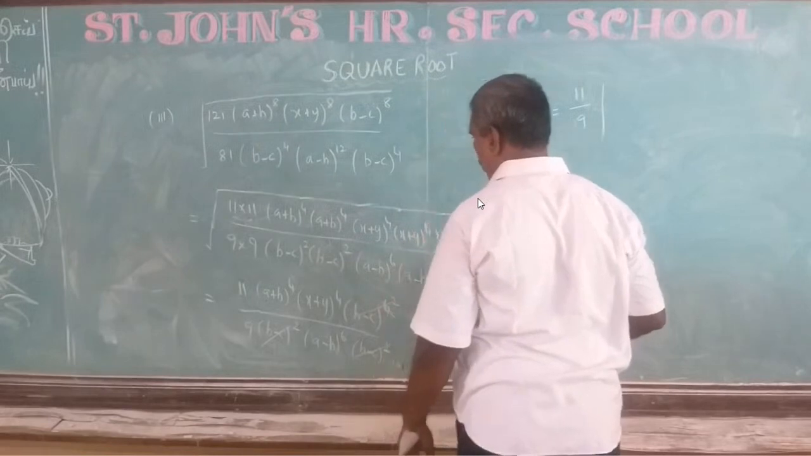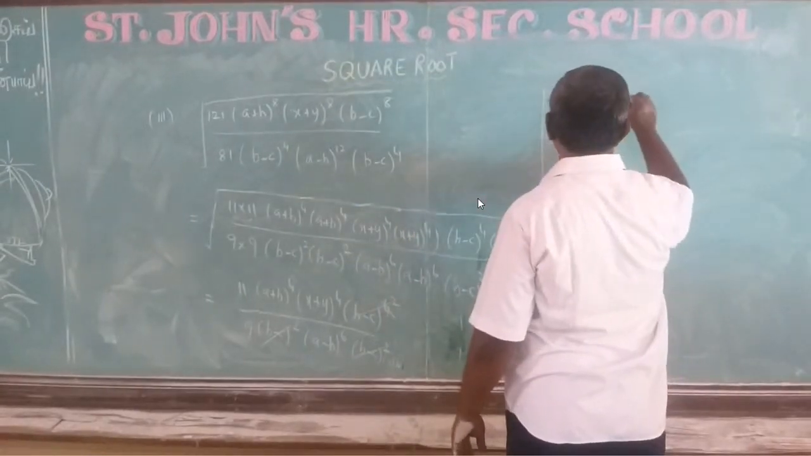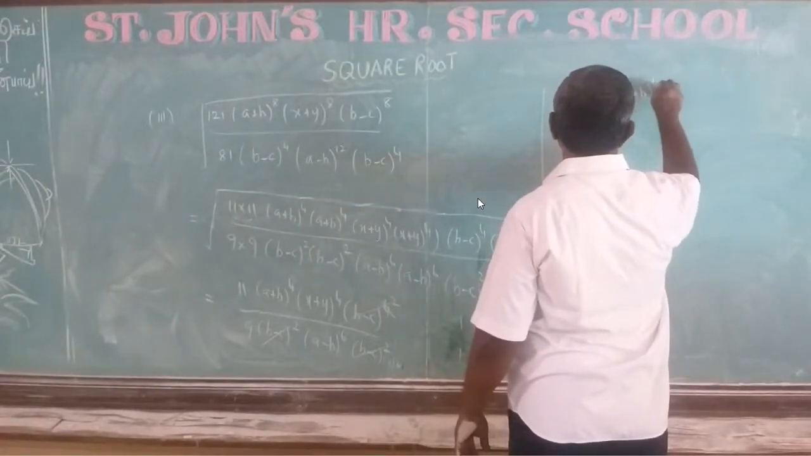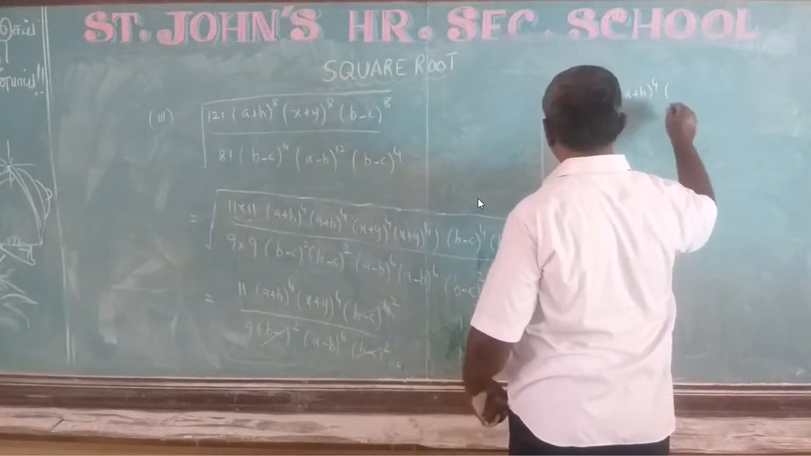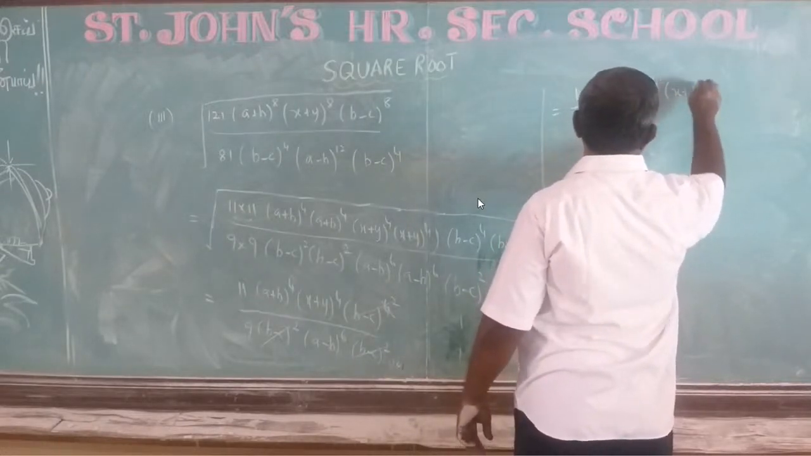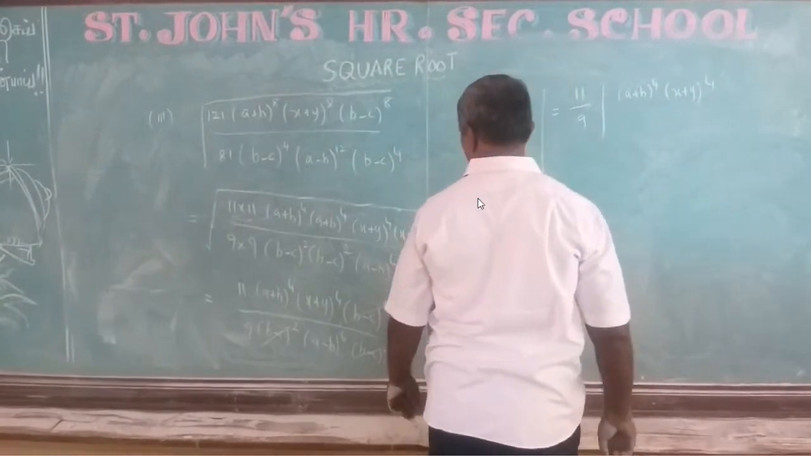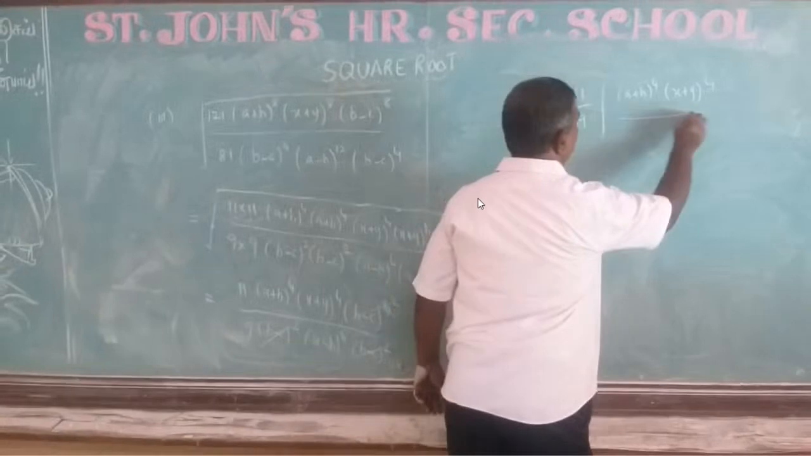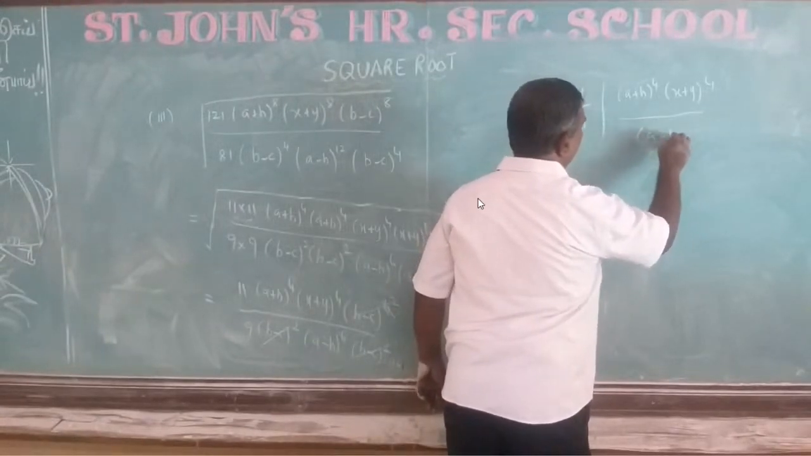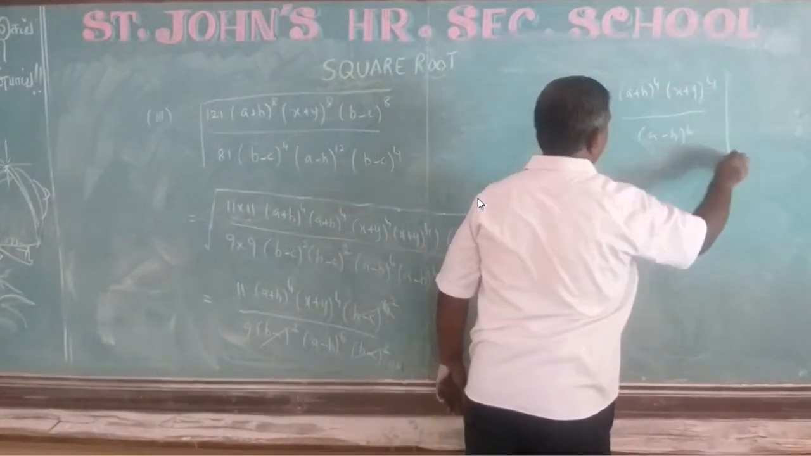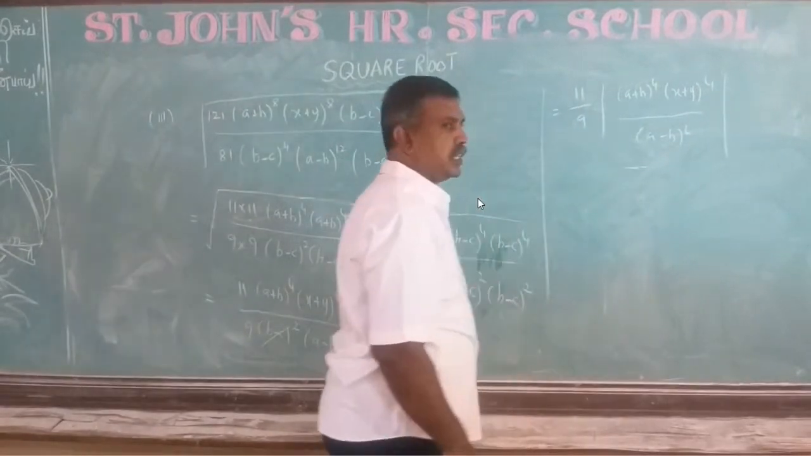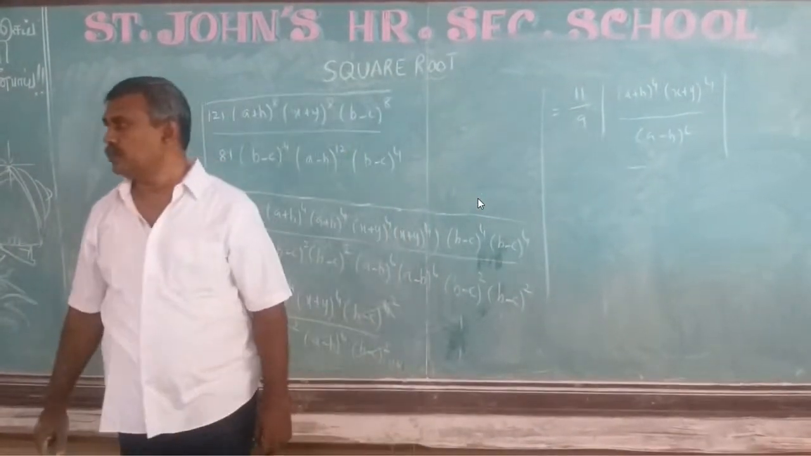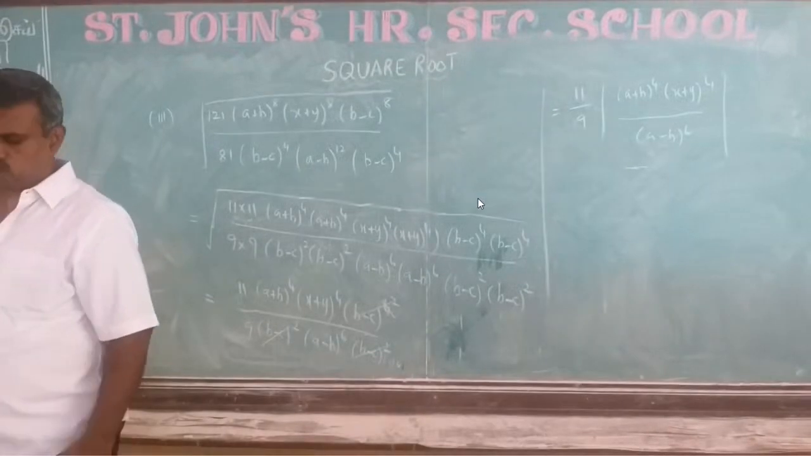Modulus a plus b the whole power 4 into x plus y the whole power 4, divided by a minus b the whole power 6. It is the square root value. Got it.